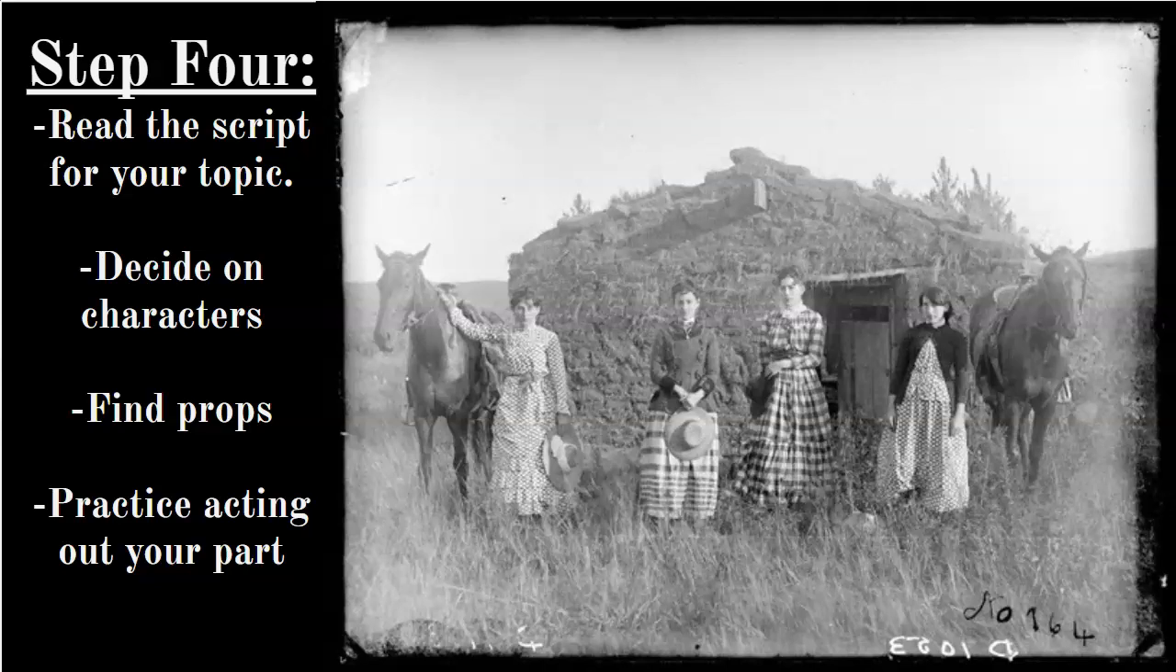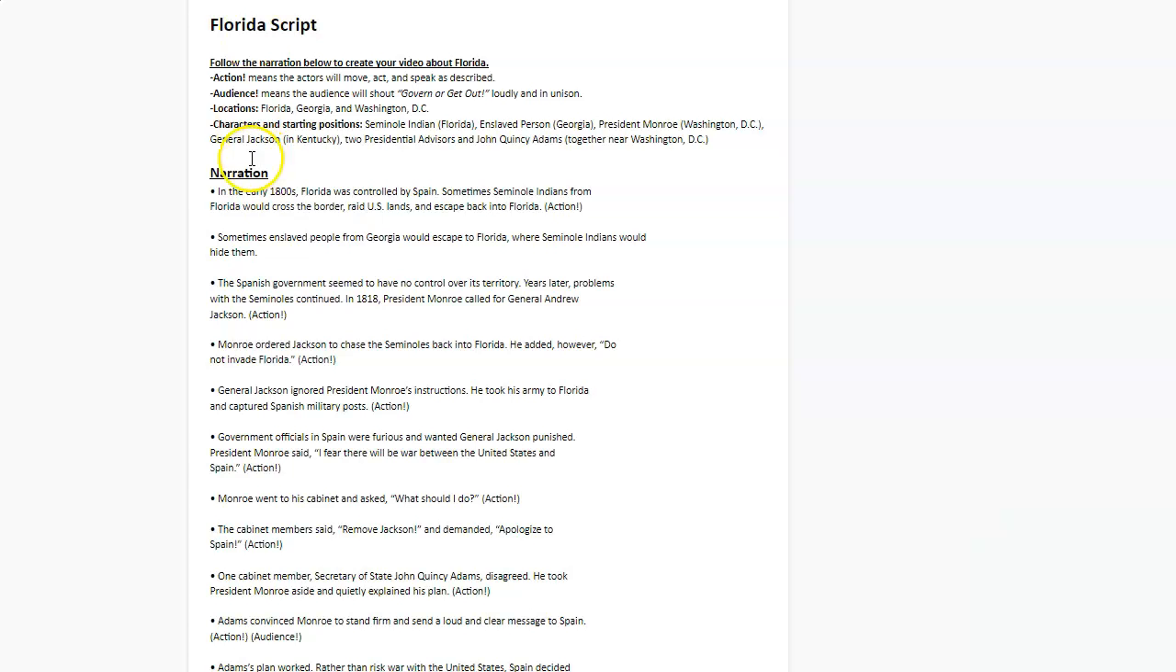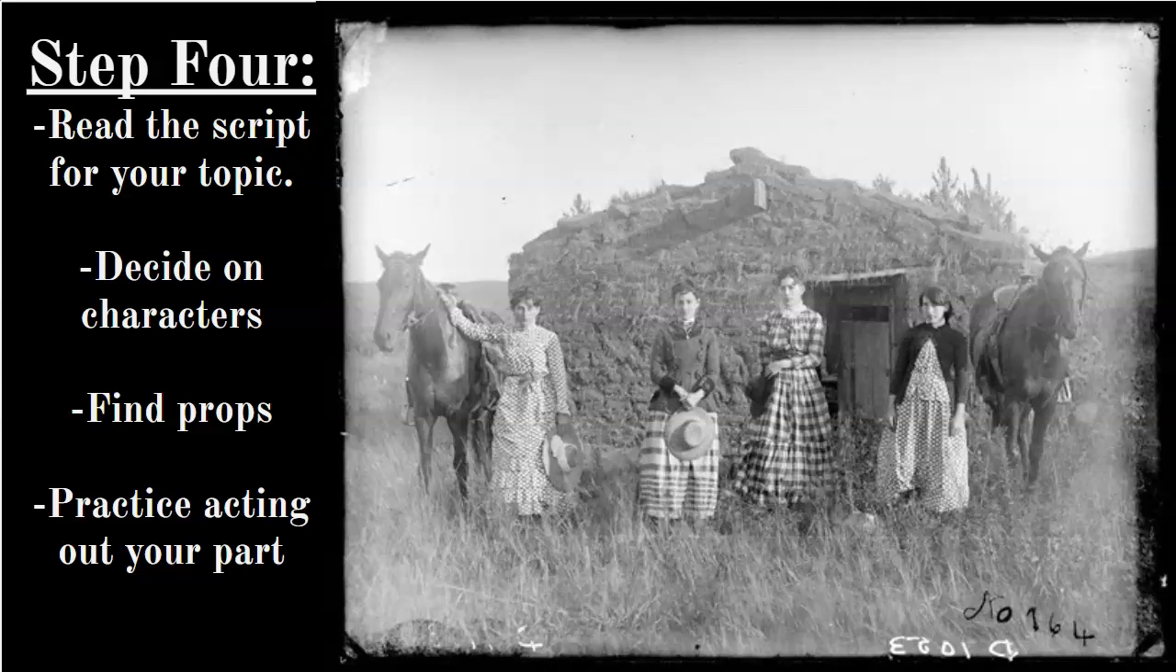Step 4, read the script for your topic. Yes, I've provided a script for your video already. The scripts will look something like this. Here's the script for Florida. So read the script for your topic, and then decide on the characters that you'll be acting out or that your partners will be acting out. You'll then find some props, because you're going to try to make this just kind of a bit realistic, and then practice acting out your part.